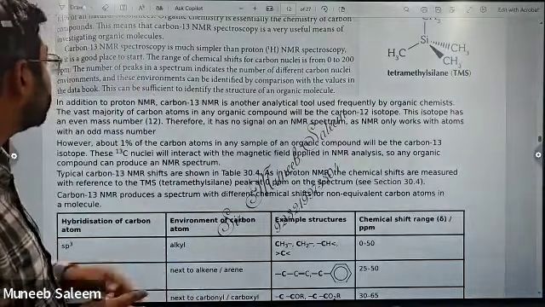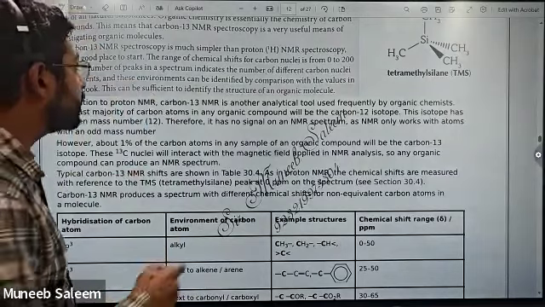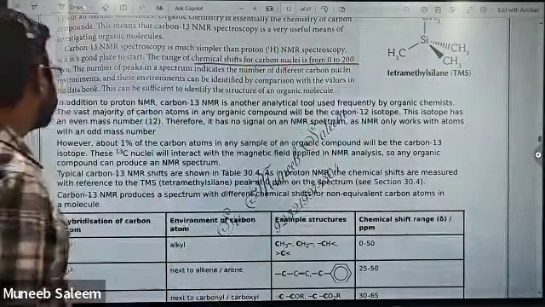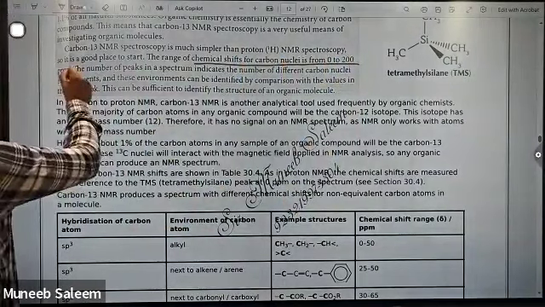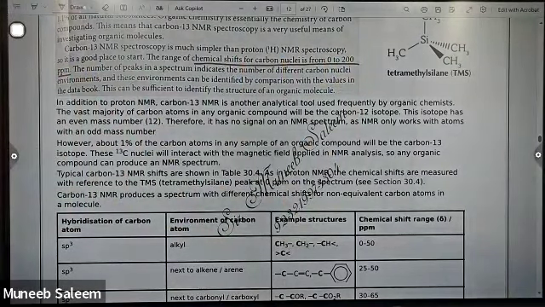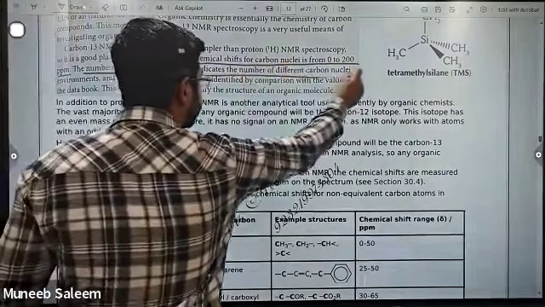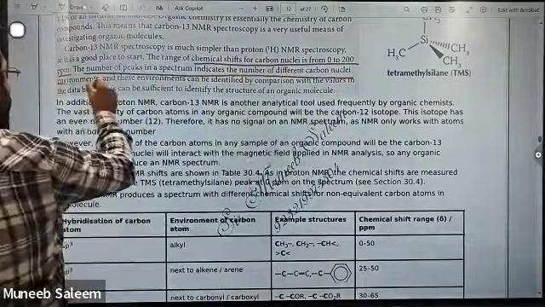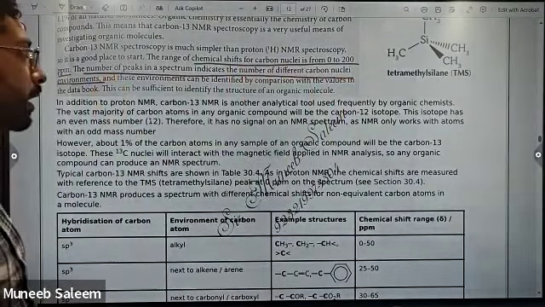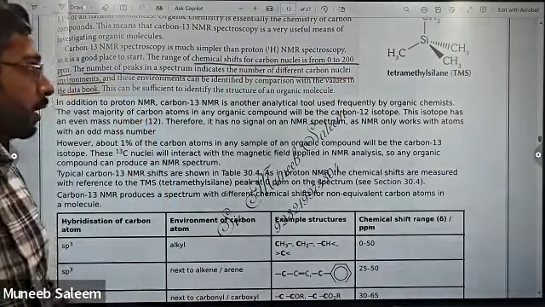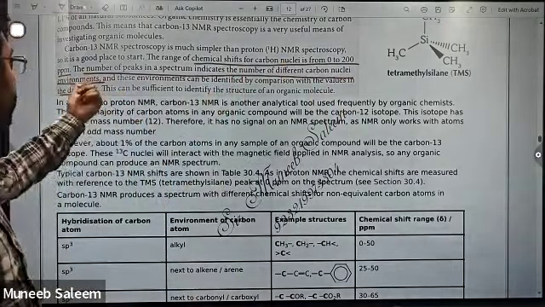For this, we do require the chemical shift values, and the value ranges from 0 to 200 ppm. ppm, as we said, is parts per million. The number of peaks in the spectrum indicates the number of different carbon nuclei environments, and these environments can be identified by comparison with the values in the data book. So what do we mean by different environment?